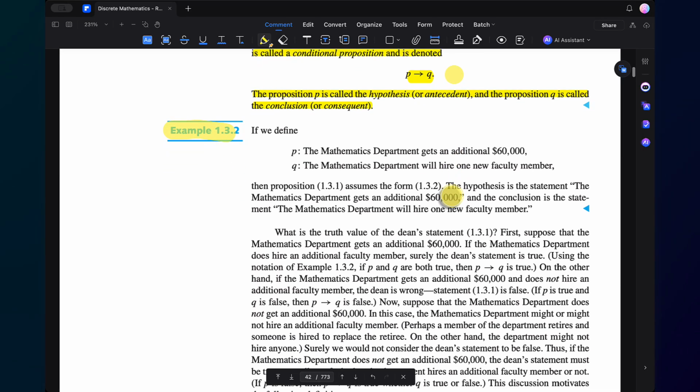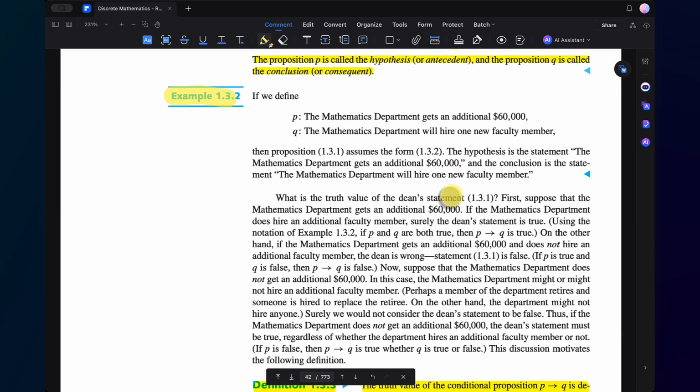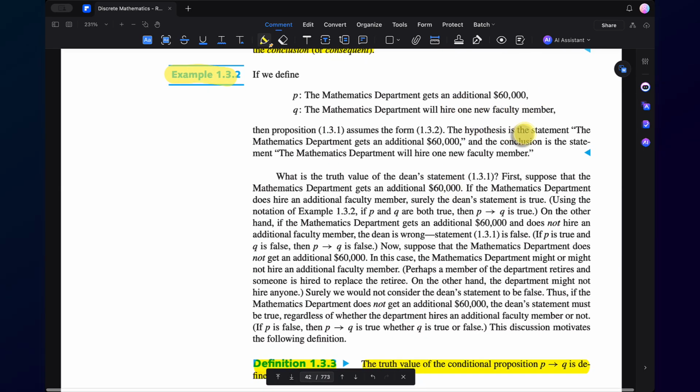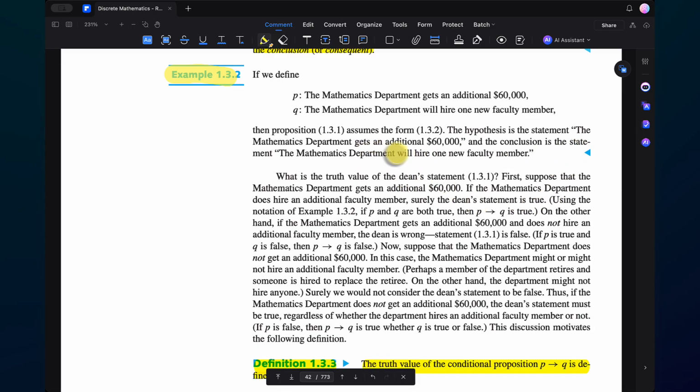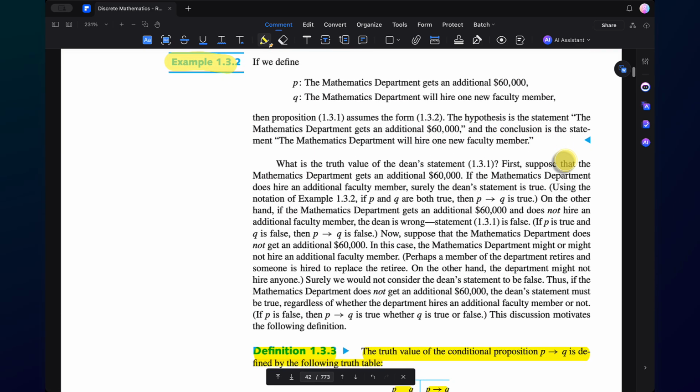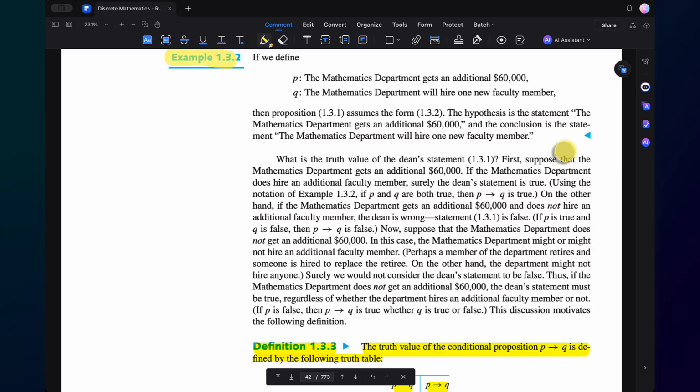So what's the deal here? I'll go through this real quickly with you. I'm just reading this. The proposition 1.13 assumes the form of 1.32. The hypothesis statement is: the math department gets an additional $60,000. And the conclusion is the statement: the math department will hire one new faculty member.